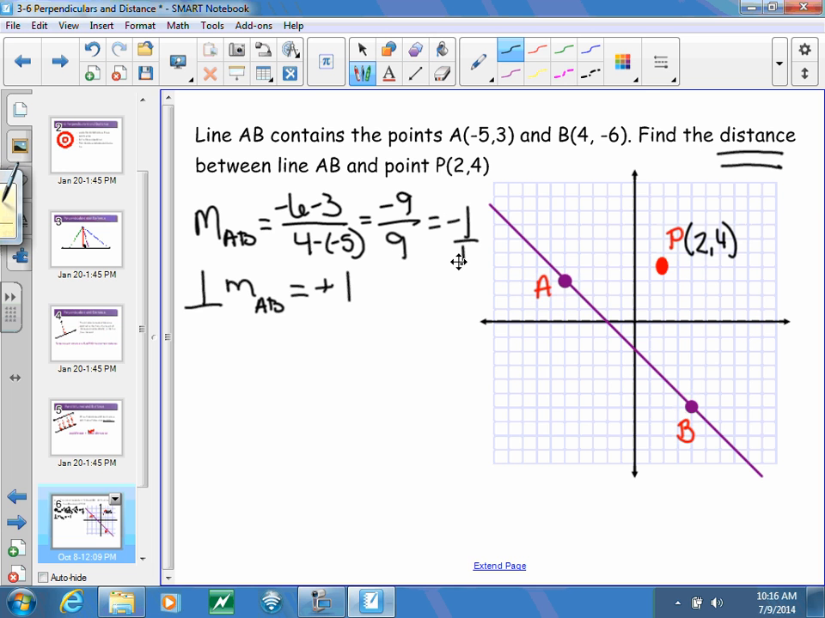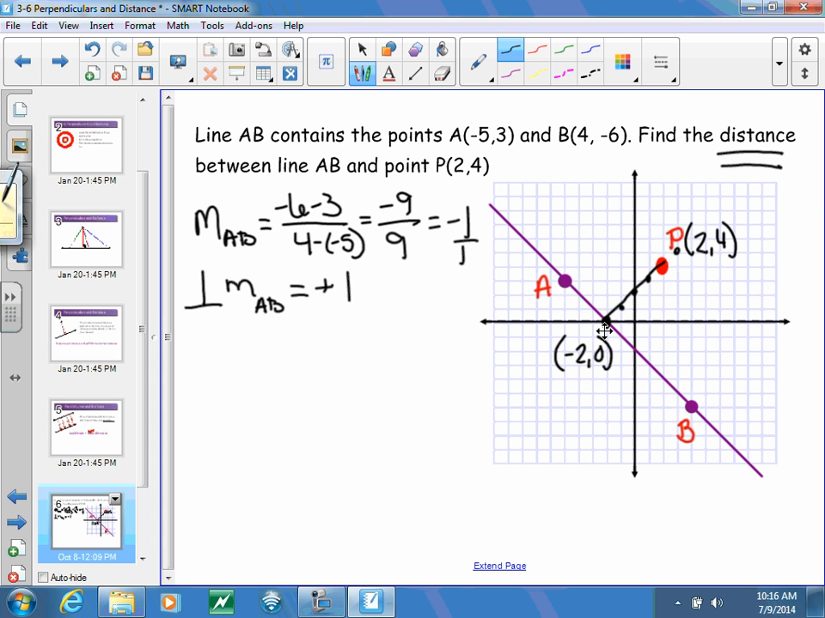Here I've got -1/1. It's going to be +1/1. So now from point P, if I go up 1/1, I'm kind of going in the wrong direction. So I want to go down 1, to the left 1, down 1, to the left. And I'm going to keep doing this until I see where I am now crossing my line AB. And it's meeting at the coordinate of -2, 0.